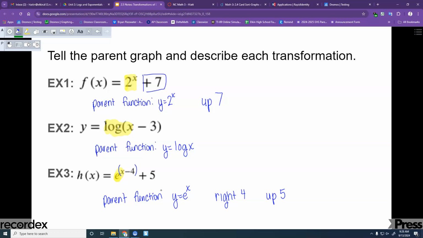It's to the right. Because on the inside of the parentheses or the bars or whatever you've got for the problem, it's going to move the opposite direction. So it's going to be right 3 for that one. Okay, questions?